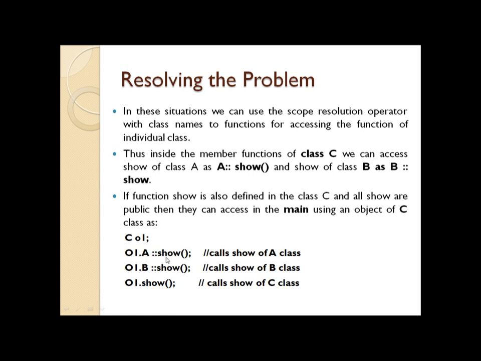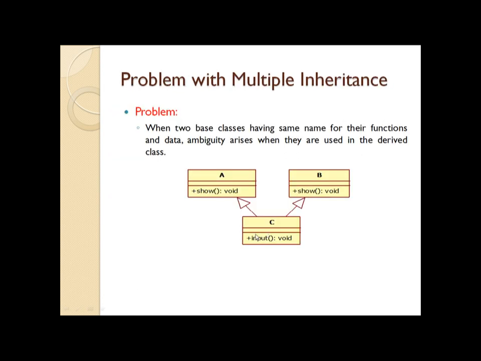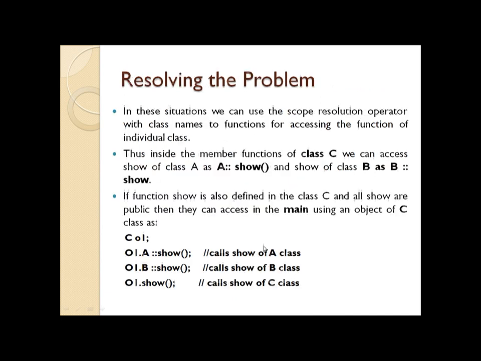So this line indicates that we are interested in accessing the method show given in class A, and similarly for class B. And if we have also written a show method in class C, suppose show is here and show is here also, then using this method we can access the method given in class C, that is the method show given in class C.